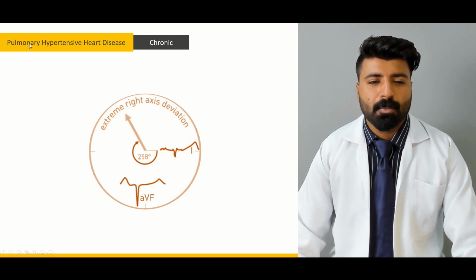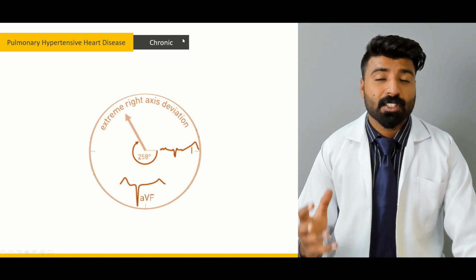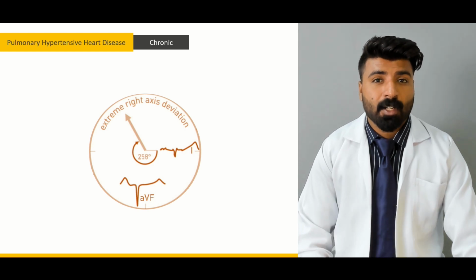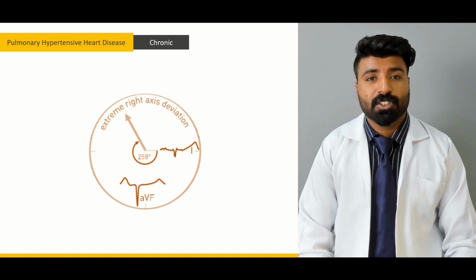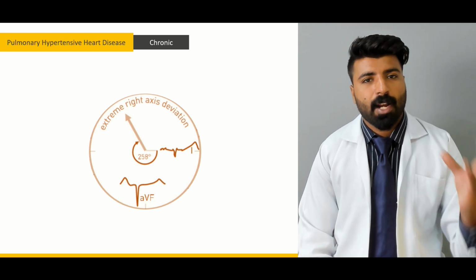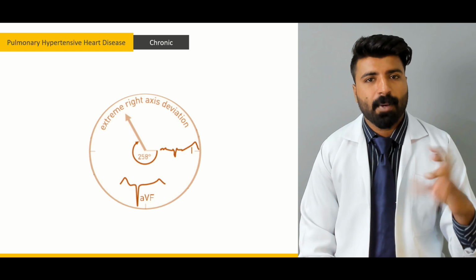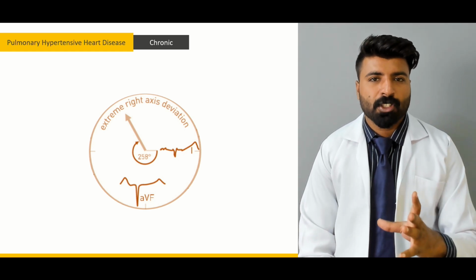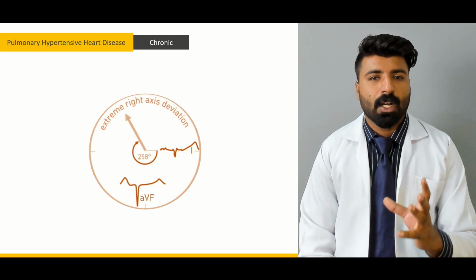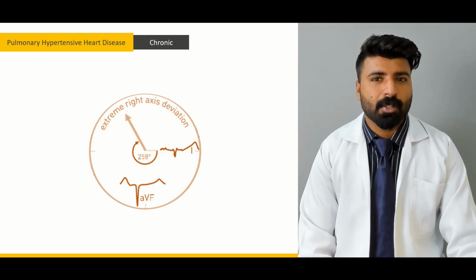So what is chronic pulmonary hypertensive heart disease? When diseases like COPD or fibrosis came into play, they affected the lung volumes. Now when the lung volumes are affected, the blood coming in is not getting enough oxygenated, the blood is pooling in, and when the blood is pooling in, the right ventricle needs more and more pressure, and more pressure will be generated inside the right ventricle, and that will lead to right axis deviation in some kind.